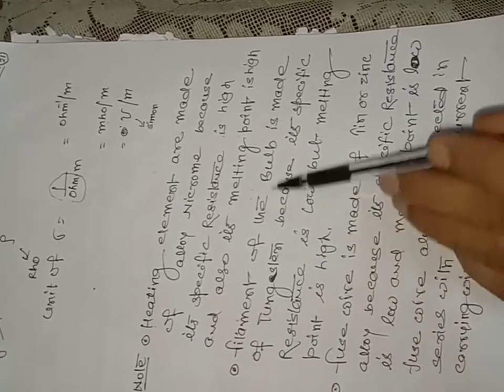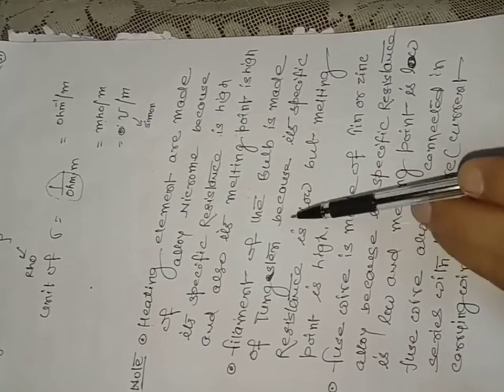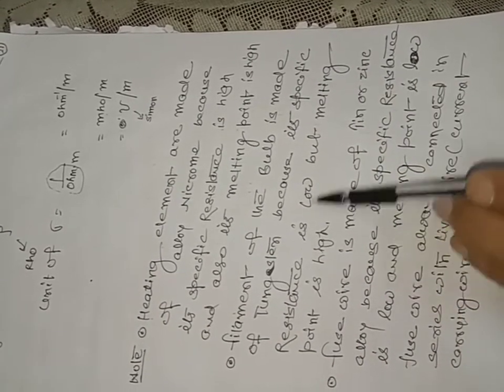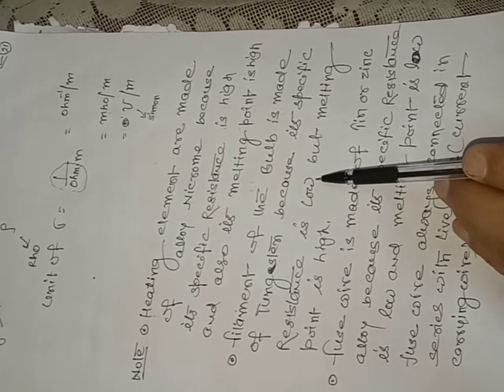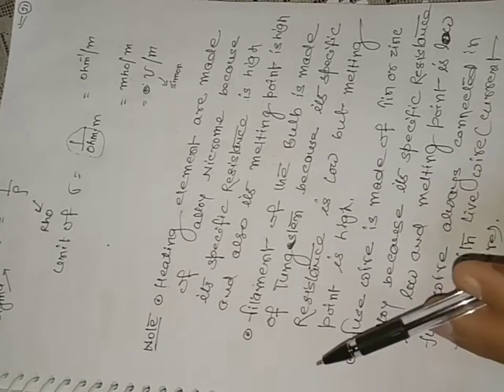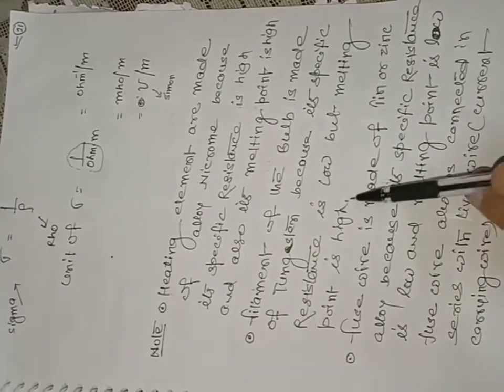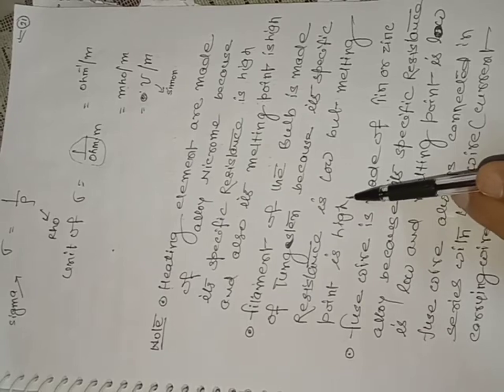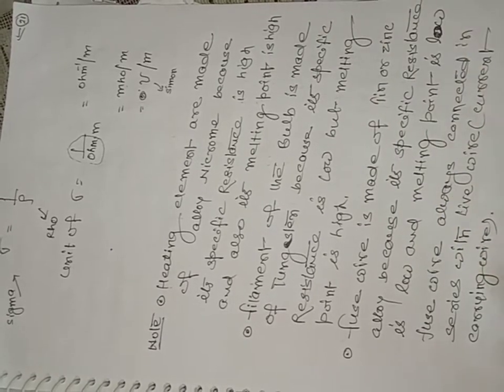Number 2, the filament of the bulb is made of tungsten. Why? Because its specific resistance is low. If specific resistance is low, it means resistance is low, and if resistance is low then current can flow easily, but the melting point is high. Correct? It means it melts at a very high temperature.